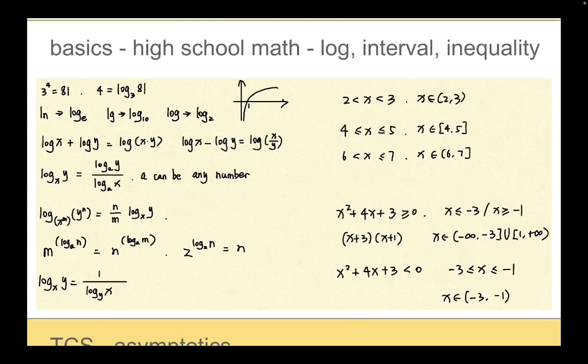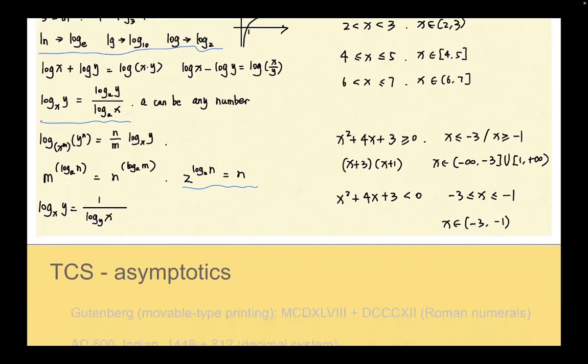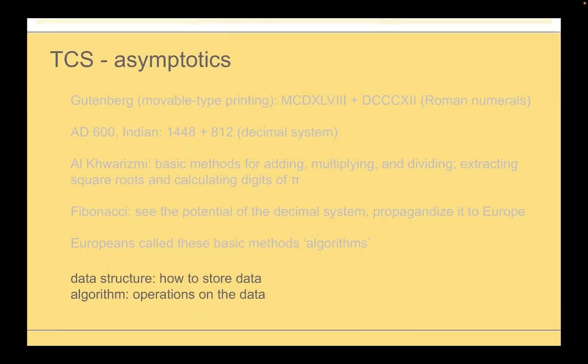We may use this, this, and this today. And the other parts are really easy, so I just skip them. So first we begin with some history.